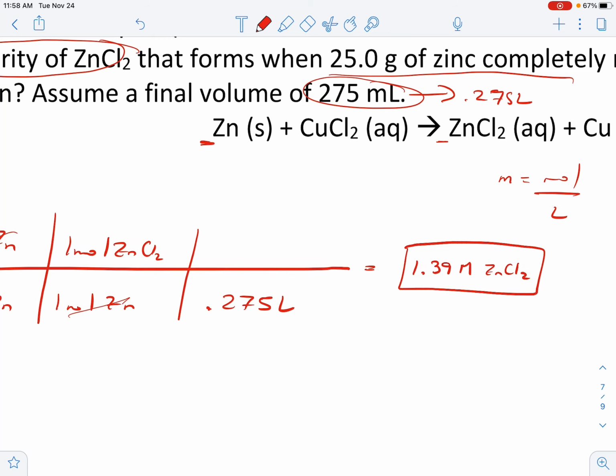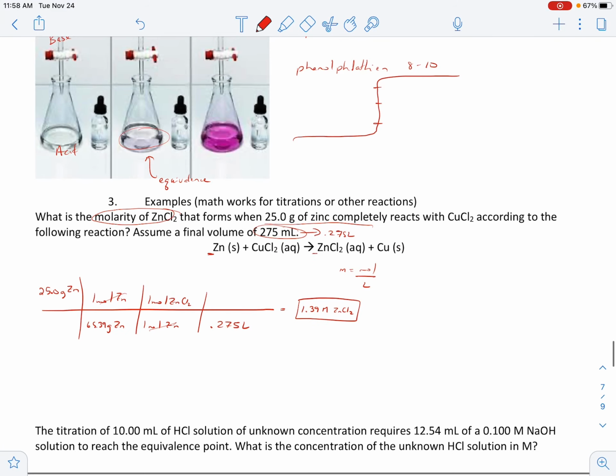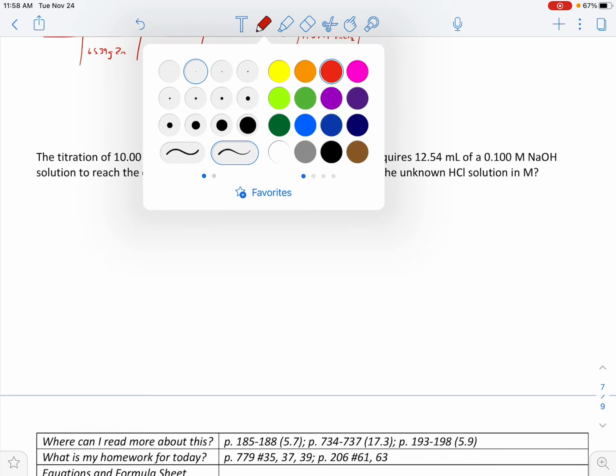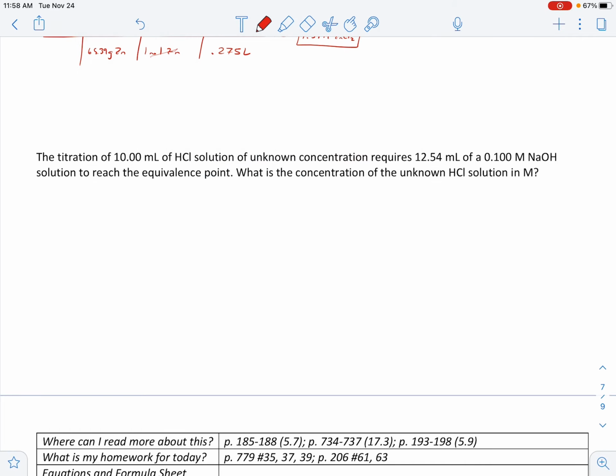All right, so let's try an actual titration, which is this next one here. All right, here we go. The titration of 10 milliliters of HCl of unknown concentration. So we're going to be finding HCl's concentration. It requires 12.54 milliliters of NaOH to reach the equivalence point. What is our concentration of HCl in molarity?